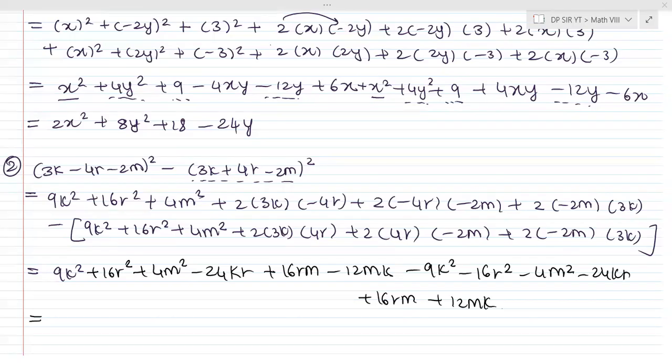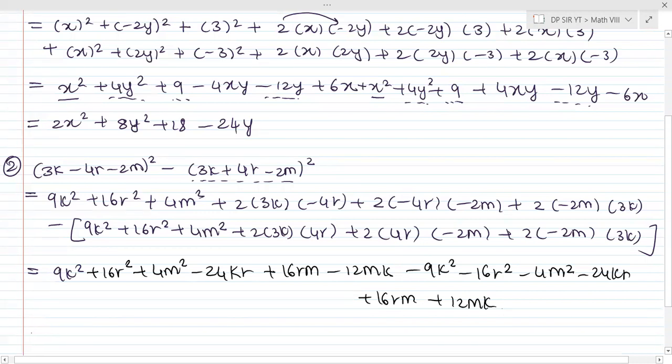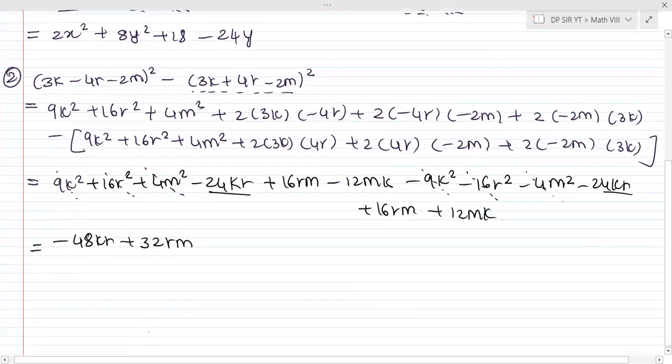I hope you all have at least tried to solve this much. Let us verify your answer. It's going to be minus 9k, this will cut, this will also cut. Then 16r square and minus 16r square will cut, plus 4m and minus 4m will also cut. Then minus 24kr and minus 24kr is equal to minus 48kr plus 32rm. So this is the answer.